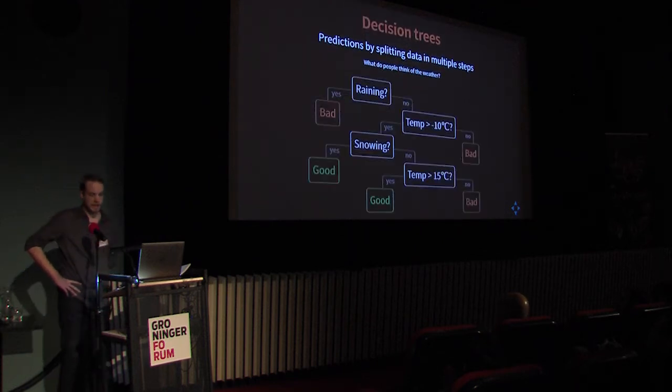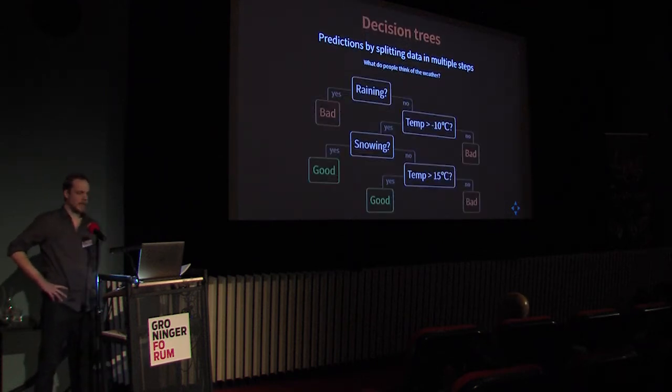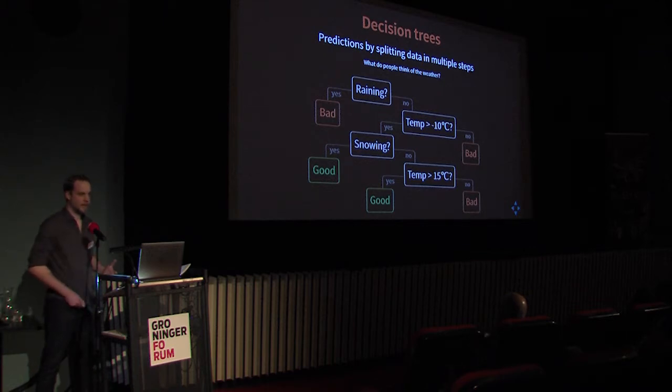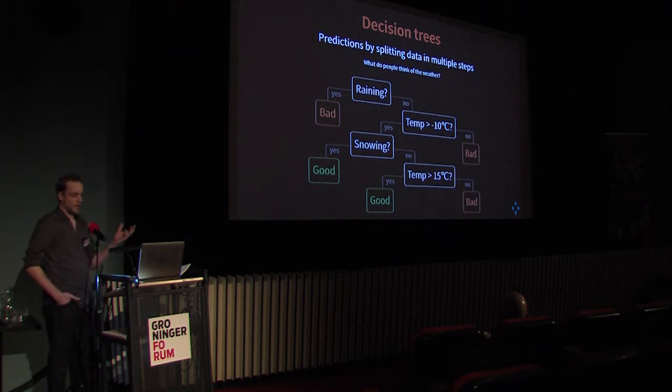Something entirely different are decision trees. This is also a classification technique, although it can also be used for regression, but instead of applying a linear formula, it takes yes-no decisions and tries to split the data set on certain variables. Here we're trying to classify what people think of the weather, and if it's raining, the weather is bad. If the temperature is below -10, it's bad. But then if it's snowing, it's good. And if it's not snowing, it's only good if the temperature is high enough, above 15 degrees.